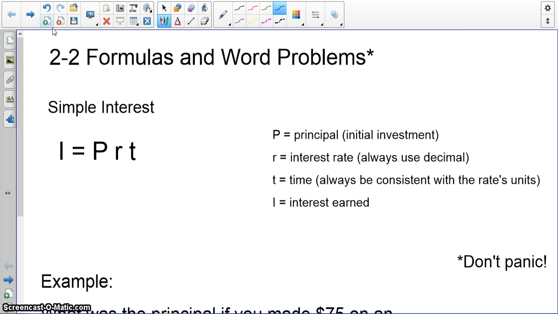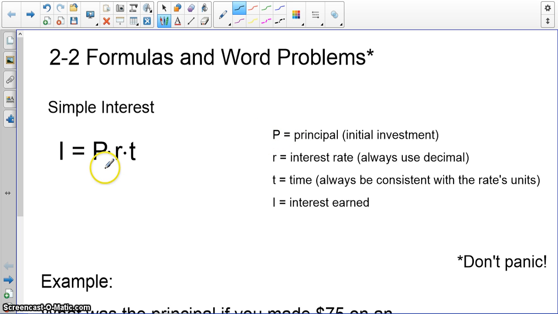Okay, I'm just going to do 3 examples that are similar to ones that you'll have to look at in class tomorrow. And yeah, hopefully it'll be helpful. So one of them is a formula that we've seen already. It's called simple interest. And so this is P times R times T. And then what this stuff means is over here on the right.